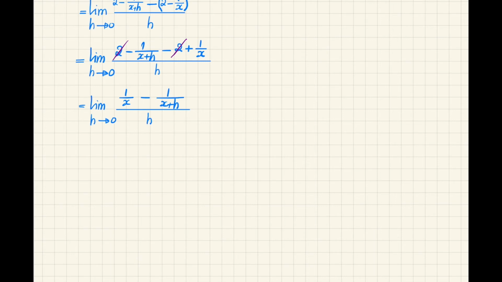To do that, I need to find the LCM, the least common multiple of all the denominators. So there are two denominators involved in this problem in the numerator. This is this one and this is this one. So I will have x and x plus h. Because x and x plus h don't have any factor in common, the LCM is simply the product of these two, which becomes x times x plus h.